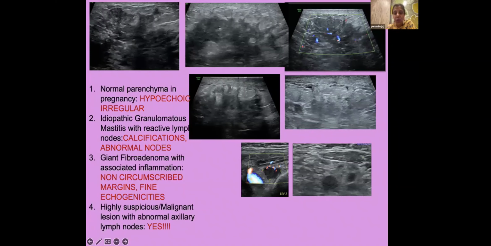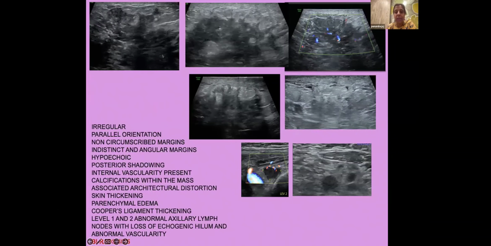And secondly, with IGM, you would not expect these. I wrote level 2 there so that you would understand that these are nodes. There are multiple rounded or irregular nodes with an abnormal vascular pattern. Can you see that? There's loss of the hilum completely. So this is not granulomatous mastitis, and that is where we went wrong. Yes, absolutely, you're correct. The 67% highly suspicious malignant lesion with abnormal axillary lymph nodes.